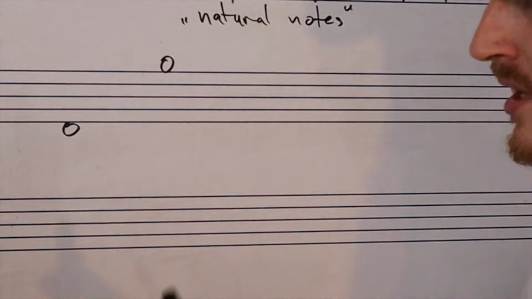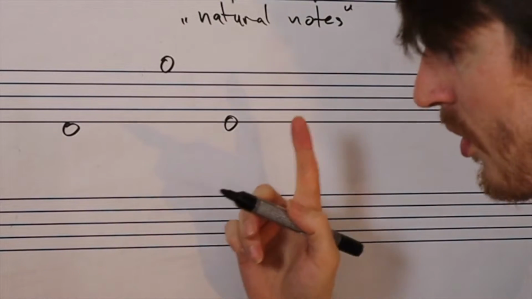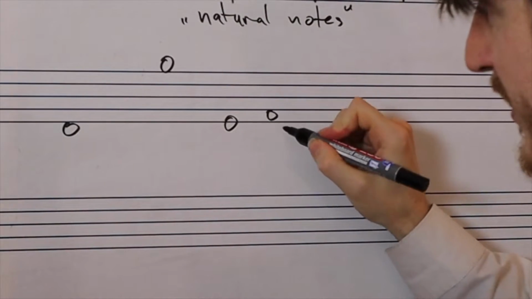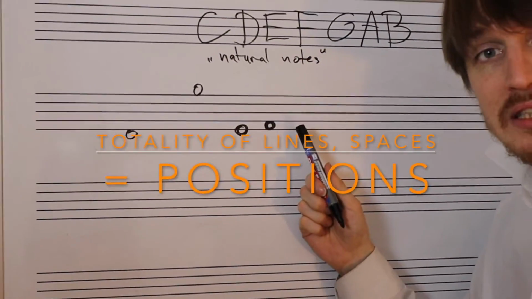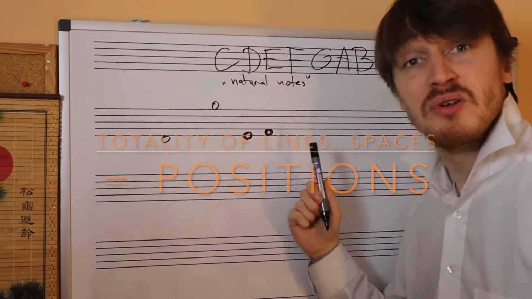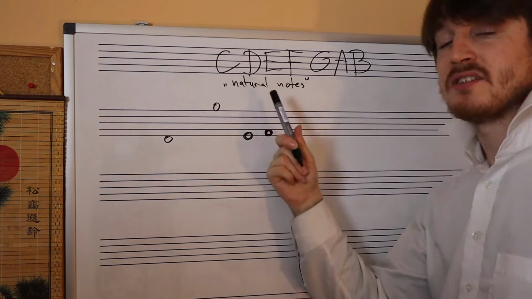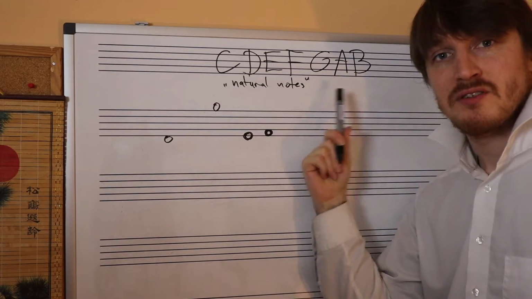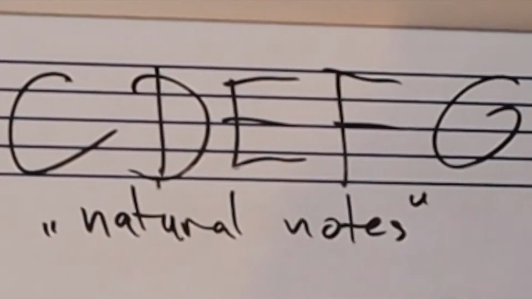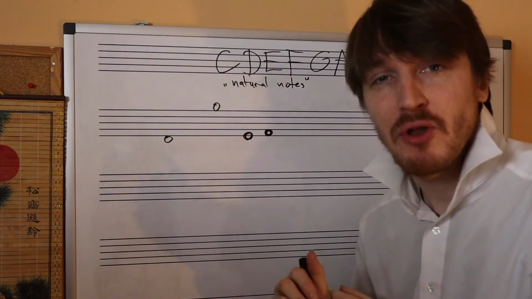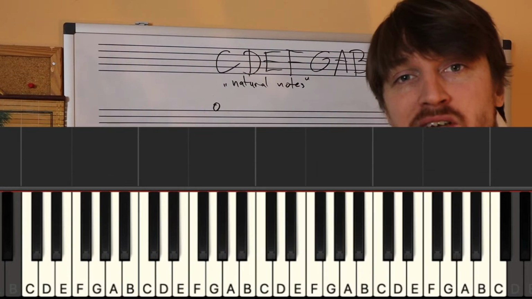A note can be written exactly on a line, in the middle, or in the space between 2 lines. The totality of lines and spaces is called positions. In music, there's an alphabet, also referred to as the natural notes. That's a sequence of 7 letters, C, D, E, F, G, A, B, and these 7 notes are equivalent to the white keys on a piano.